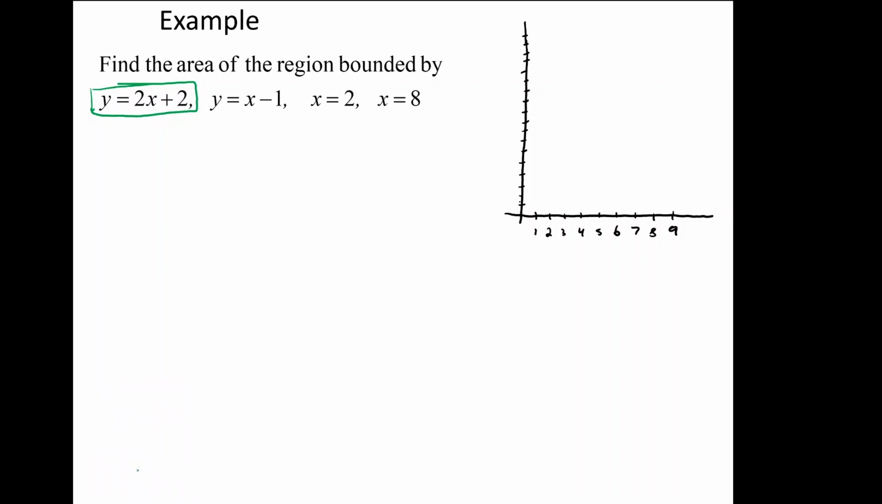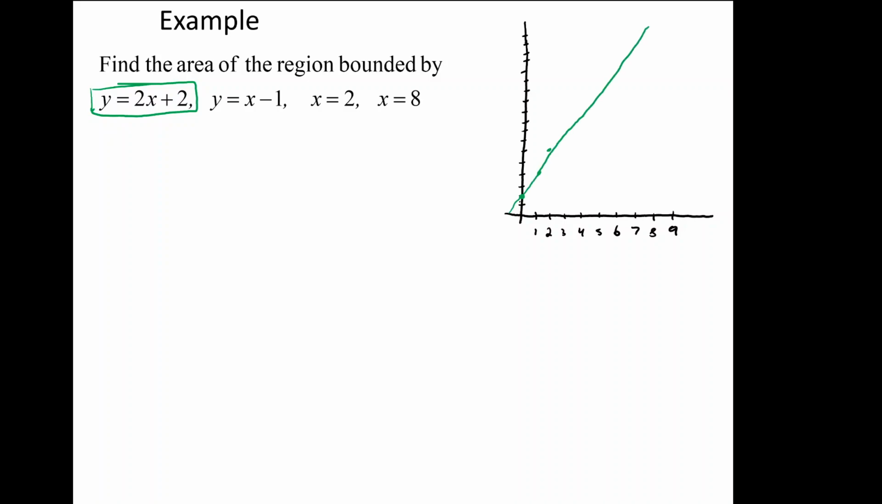Okay, so this line has an intercept of 2 and a slope of 2. So I plug in a few values. When x is 1, I get 2 plus 2, so I get 4. When x is 2, I get 2 times 2, 4 plus 2, I get 6. So right there, and that's enough. I'll just connect those dots.